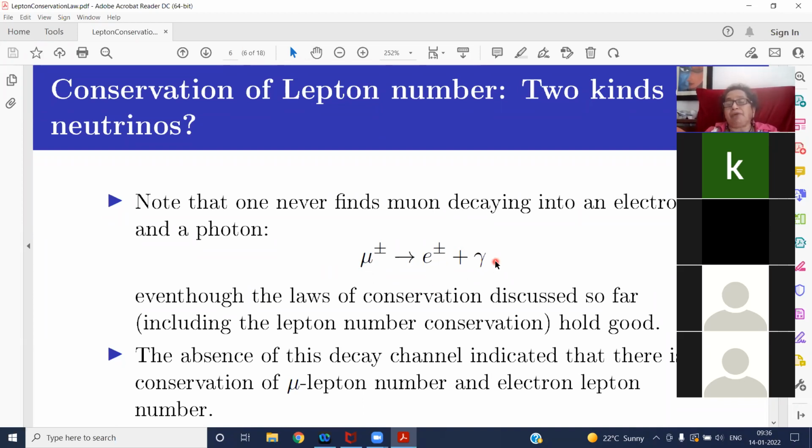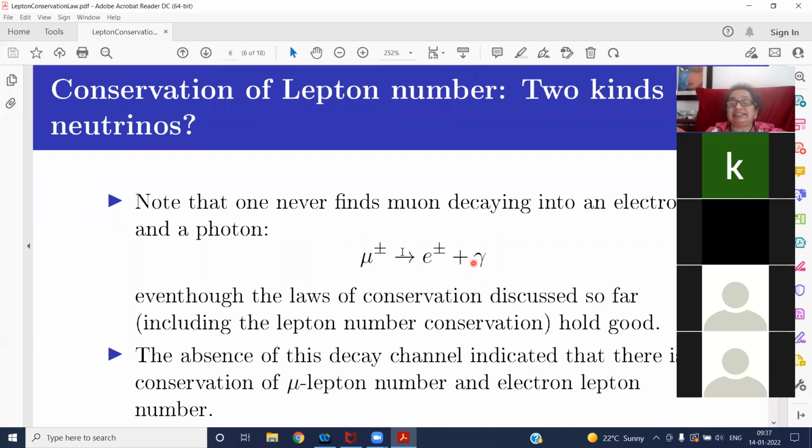Again, I will ask you, what is the spin of a photon? I have asked many times. 1. I have answered you. Now I want to check if you have learned it. What is spin of a photon? 1. I have told you, so you should remember. You don't know it, but it's spin 1. Do you know electron spin is half? We have told you, you have believed it. We use those properties. So photon has spin 1. So right hand side has 1 plus half, which can give you a half. So this process holds good as far as lepton number, angular momentum, charge, everything is possible. But one never finds a muon decaying into an electron and a photon, even though the laws of conservation discussed so far, including lepton number conservation, hold good for this process.